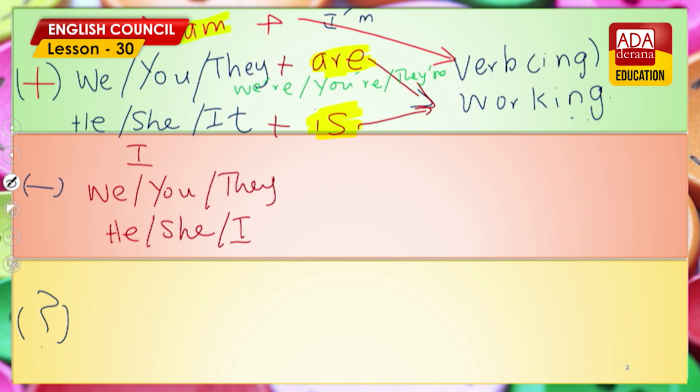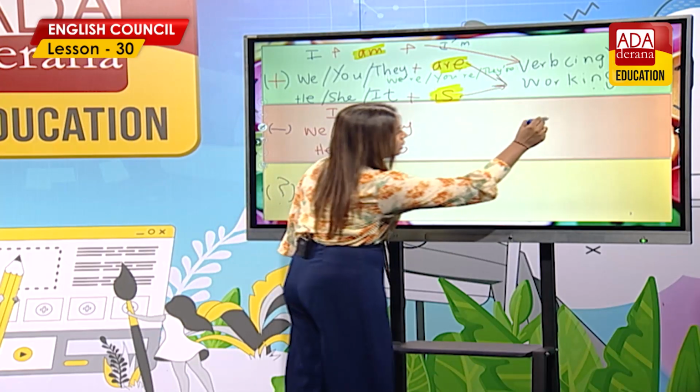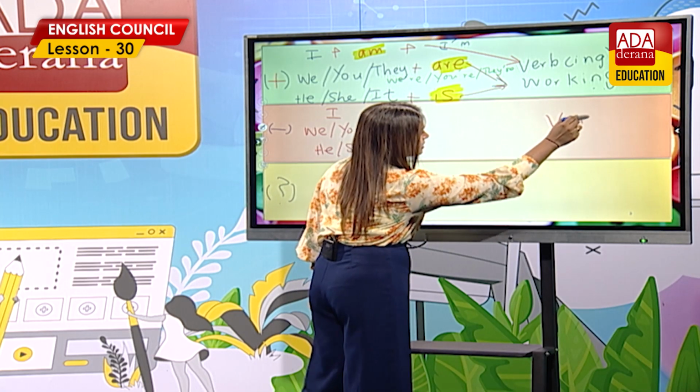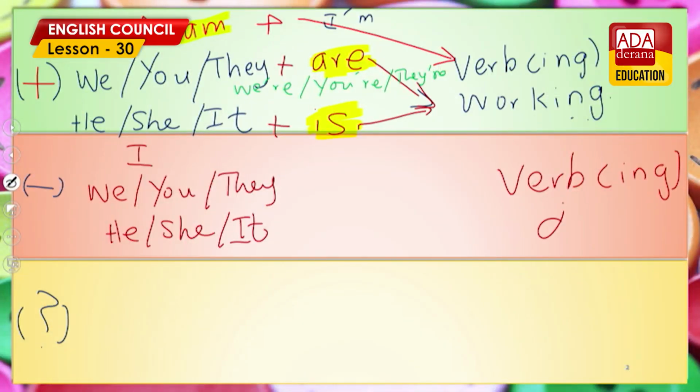So you have the verb ing because it is the progressive tense. Verb ing is drinking. You have drinking, writing, playing, right.